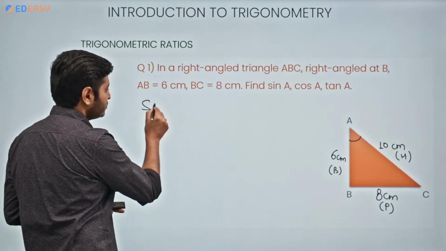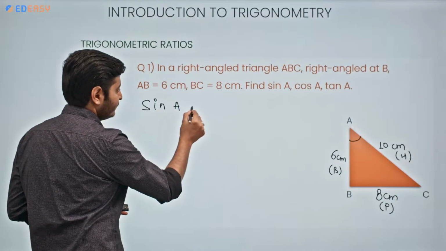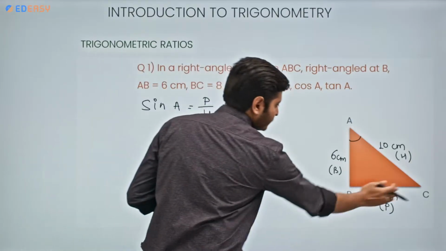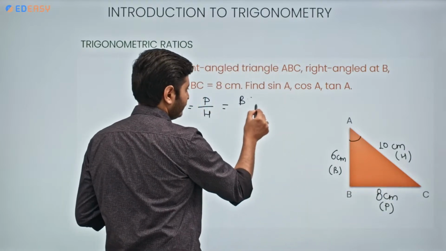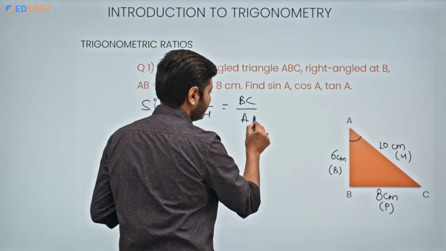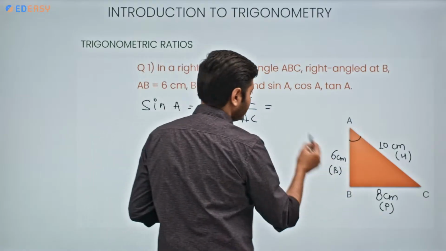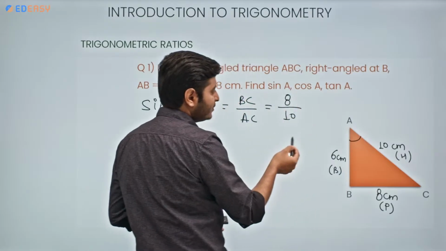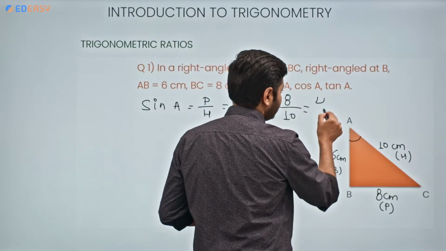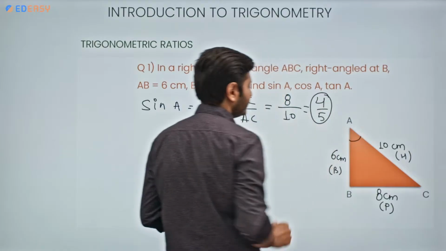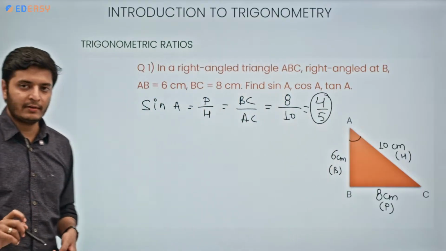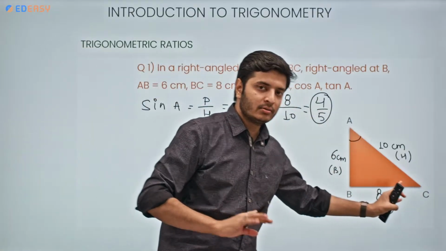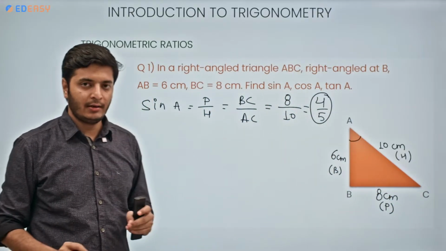So sine theta or sine A in this case would be P by H. Perpendicular BC, hypotenuse AC. Length of BC 8, length of AC 10. But this can be simplified further, correct? So the final value would be 4 by 5. So sine A is 4 by 5. Easy, correct? We just need to find the length of the hypotenuse, then we can easily find the sine.